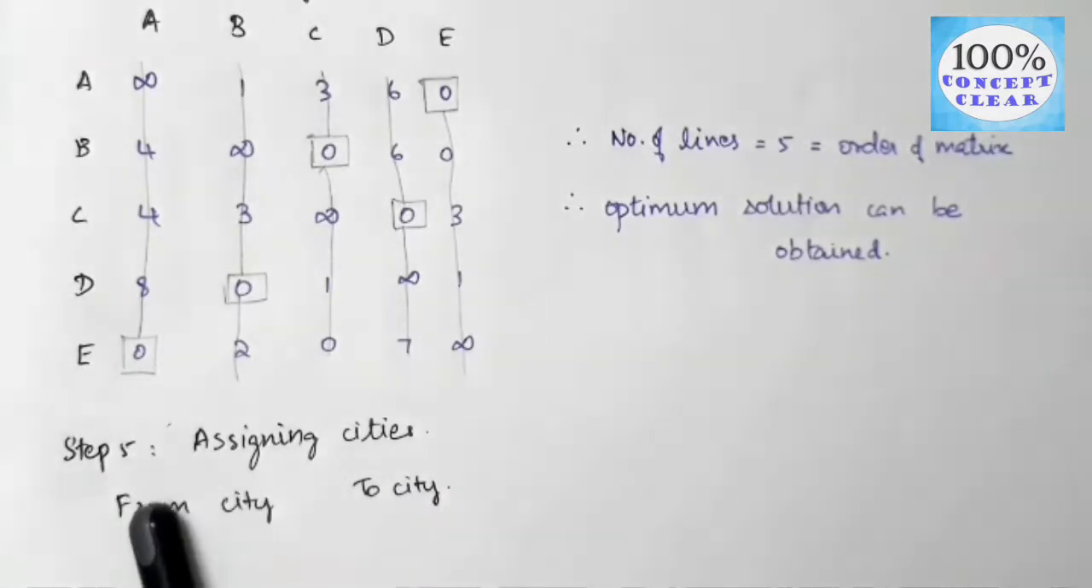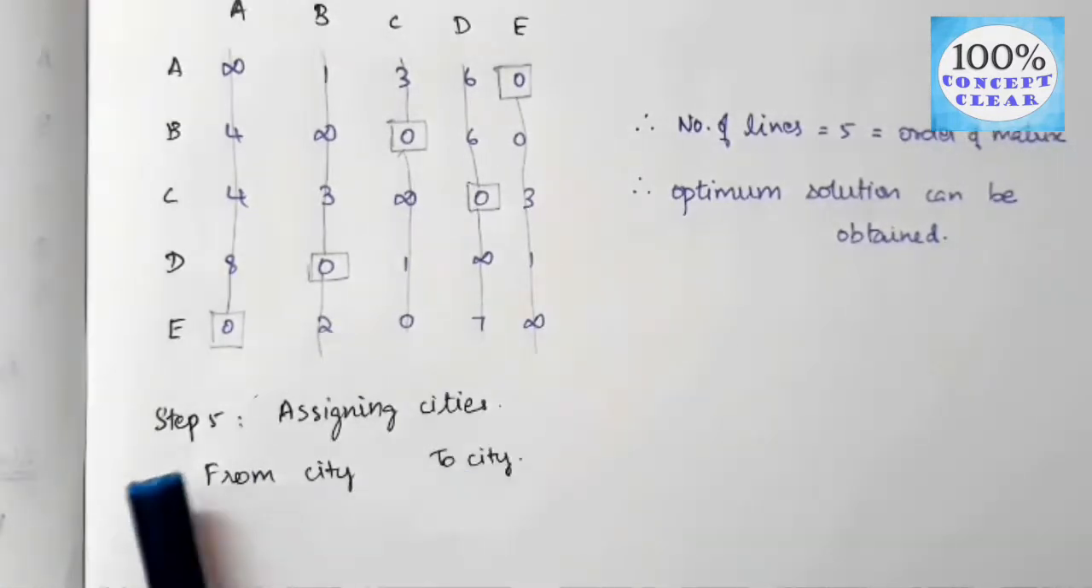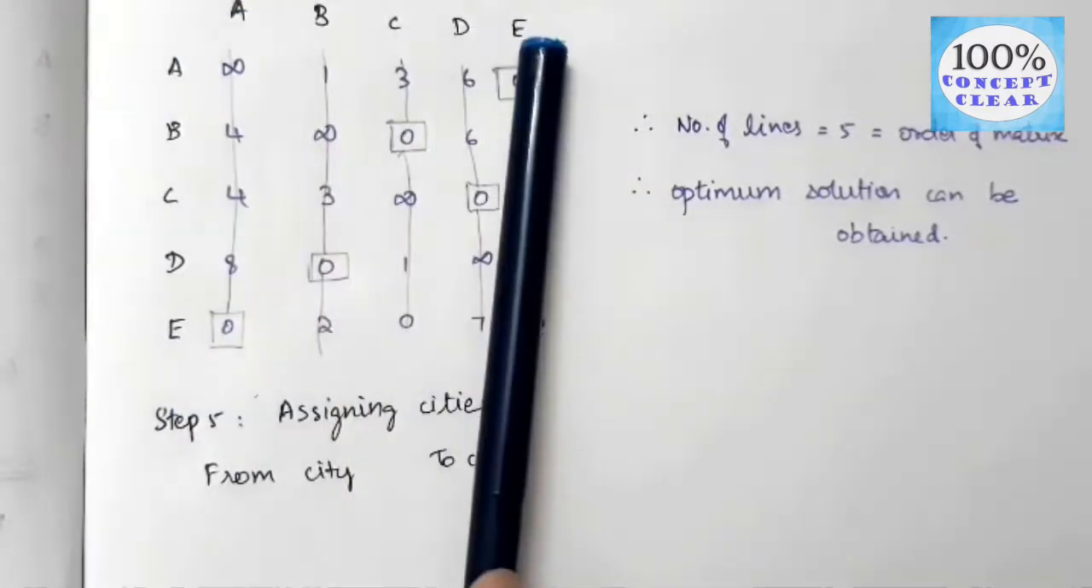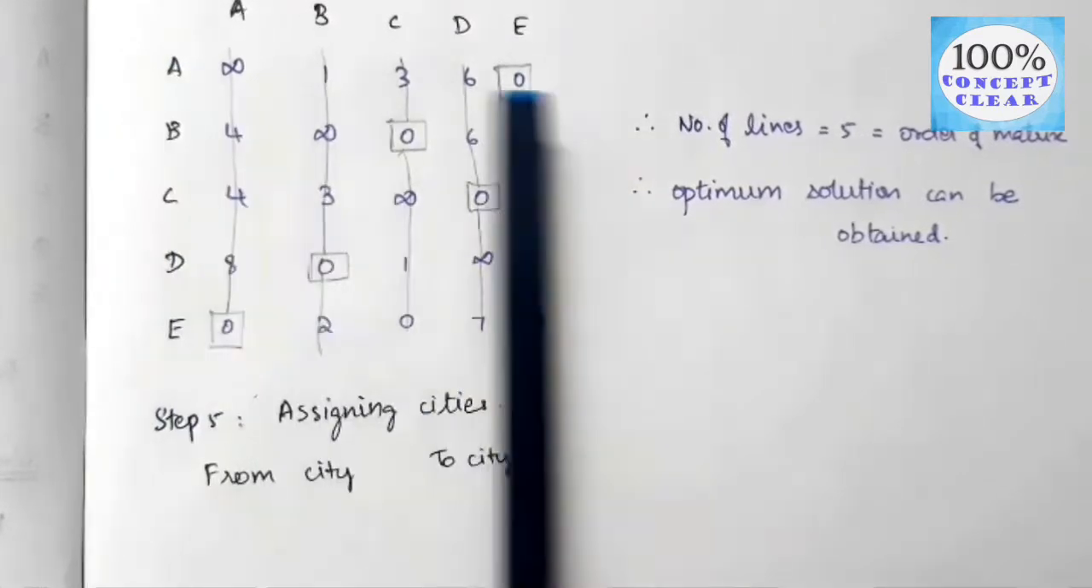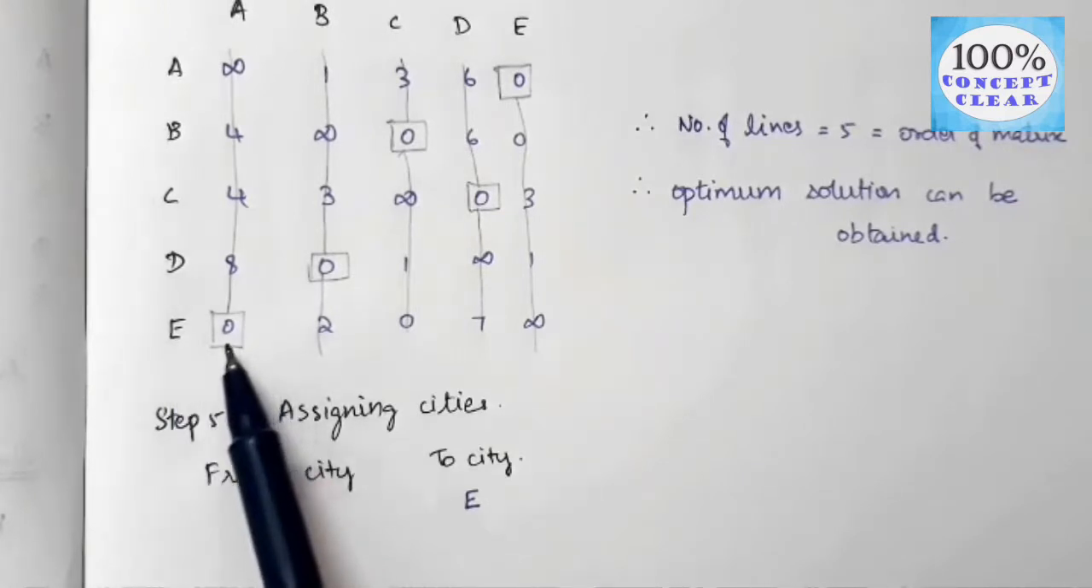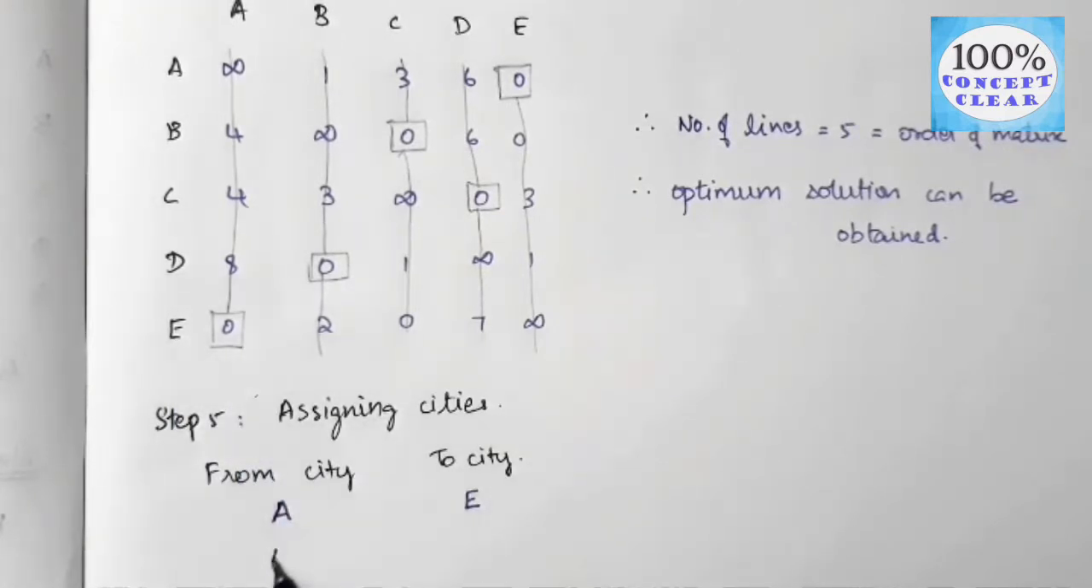So see, the next step is assigning cities, from city to city. These are the from cities and these are the to cities. From A, the salesman is moving to E. So from city A he is moving to city E. Now from city E, he is moving to city A. From city A, he is directly moving to city A.